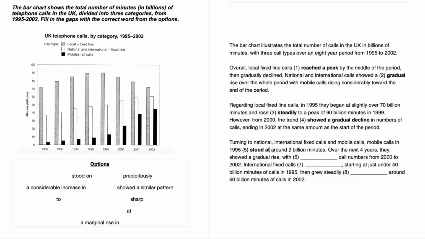If you used "stood on," for example, that would be incorrect just because "on" is the incorrect preposition. "Stood on" would be a physical way to stand, so you are standing on the subway platform, for example. "Stood at" is the correct way to talk about data. Next, we see over the next 4 years, they showed a gradual rise. Again, we're still talking about mobiles, with blank call numbers from 2000 to 2002. So what happened? If you look at this gradual increase from 1995 to 1999, you see it's somewhat different in 2000 to 2002. It's actually a greater increase. So it would not be a marginal rise because it is more dramatic than that. And so the best option here would be "there was a considerable increase in call numbers."